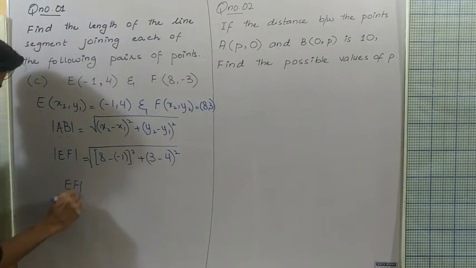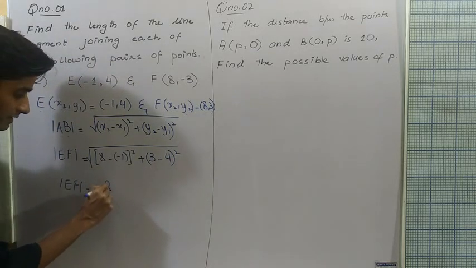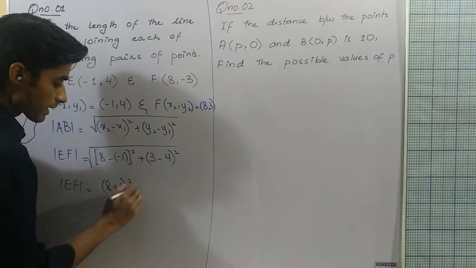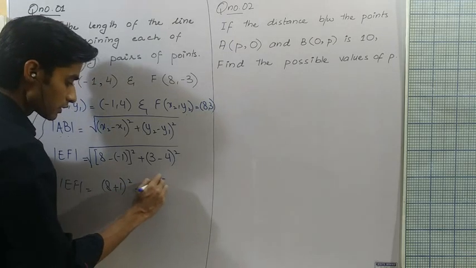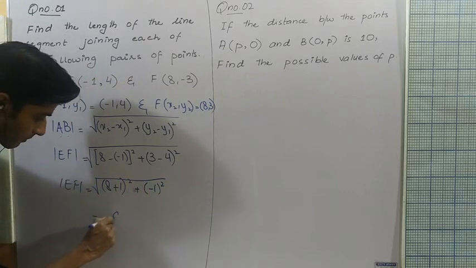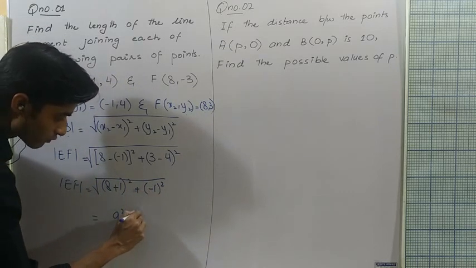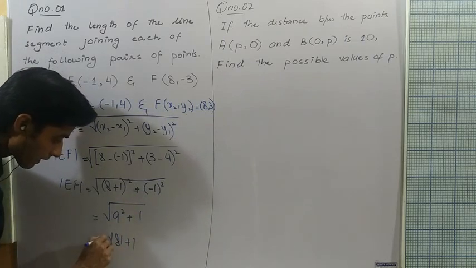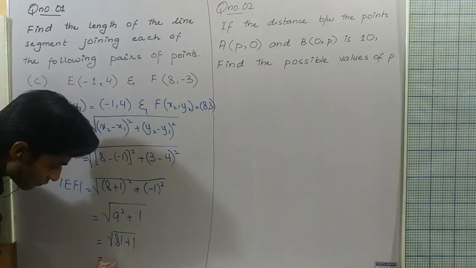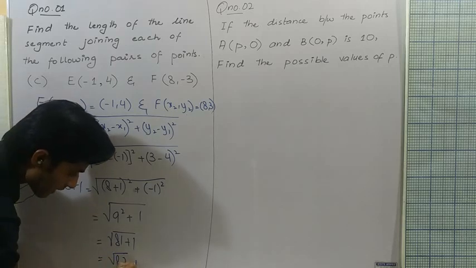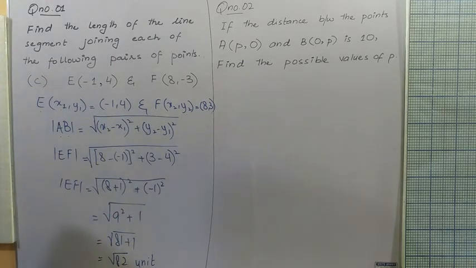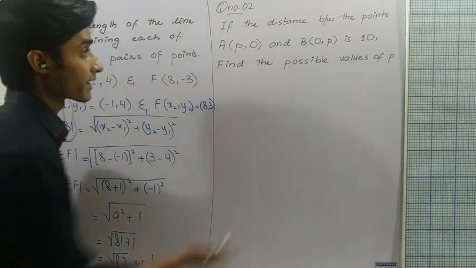So EF is now going to be 8 minus minus becomes plus, so 8 plus 1 is squared, plus 3 minus 4 is -1 and then the square of -1. 8 plus 1 becomes 9 squared, plus the square of -1 is just 1. 9 squared is 81 plus 1, and 81 plus 1 is 82. The square root of 82 units. The square root of 82 will stay inside the square root, or you may find the square root of 82 with the help of a calculator. I am just leaving the answer here.